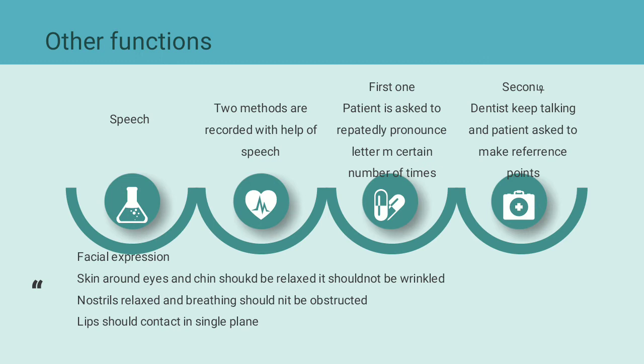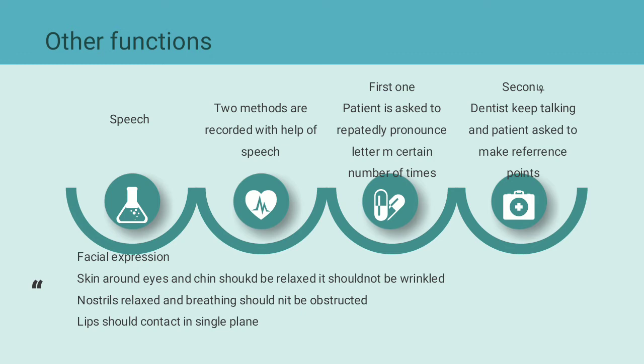Other methods are speech and facial expression. First we go into speech. Two methods are used with the help of speech. In the first, the patient is asked to repeatedly pronounce the letter M until the vertical dimension at rest is recorded. In the second, the dentist keeps talking and the patient has to hold the reference points, that is, the tip of the nose and the tip of the chin.